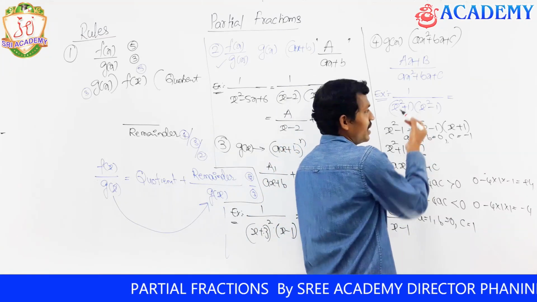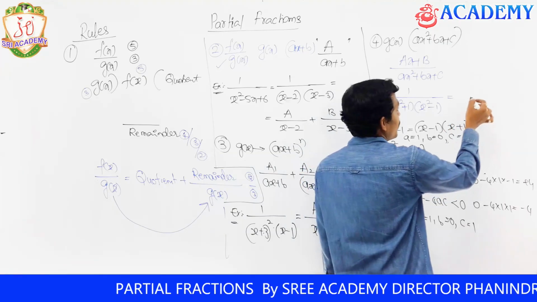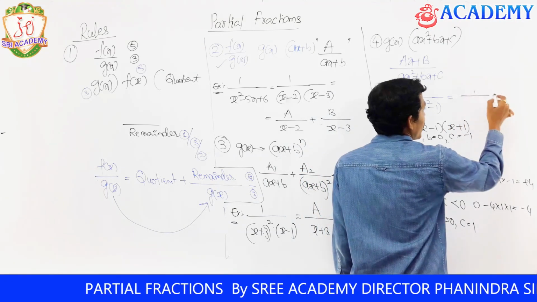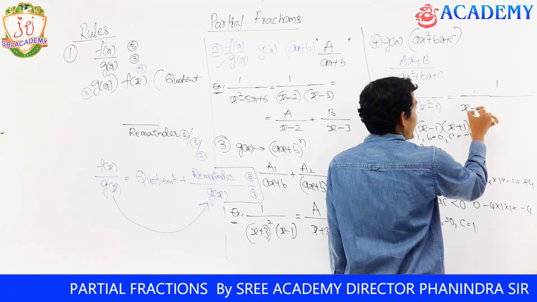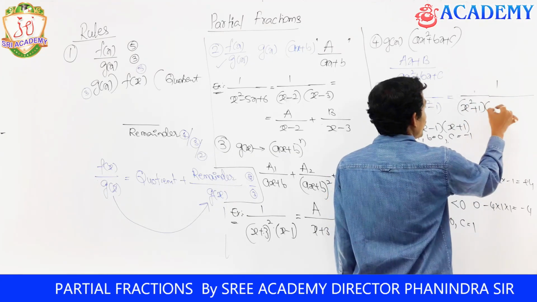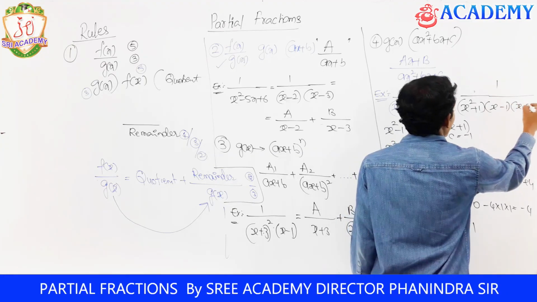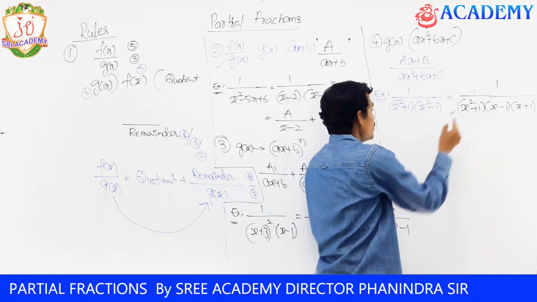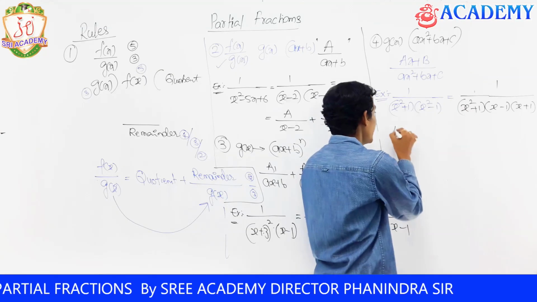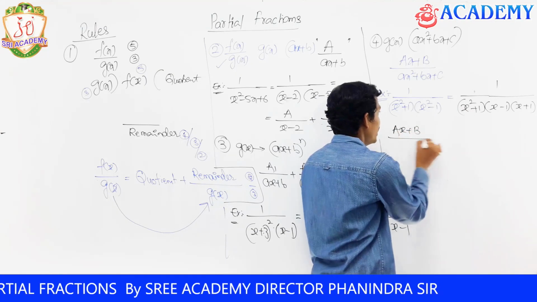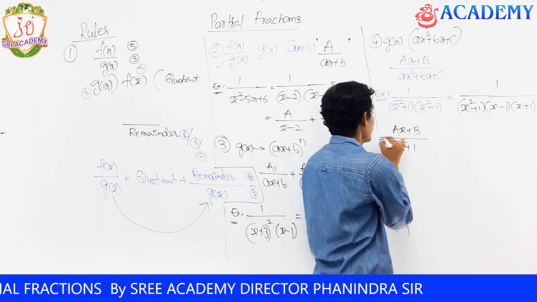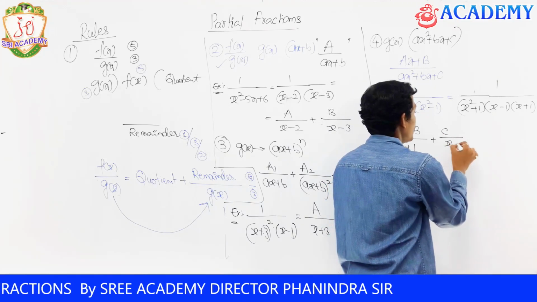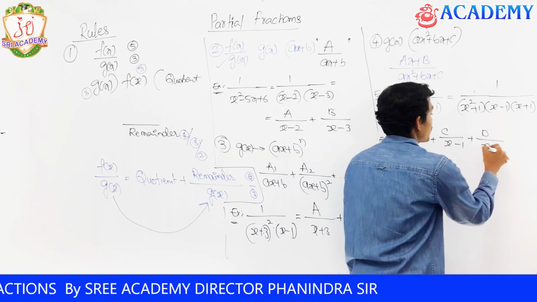If you write here, you have to split these: 1 divided by (x square plus 1) into (x minus 1) into (x plus 1). Here I am writing, see. For x square plus 1, (ax plus b) divided by (x square plus 1), by using this rule. For the linear factors, c divided by (x minus 1) plus d divided by (x plus 1).